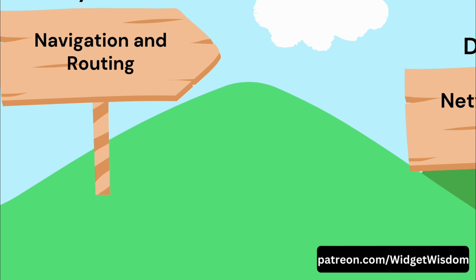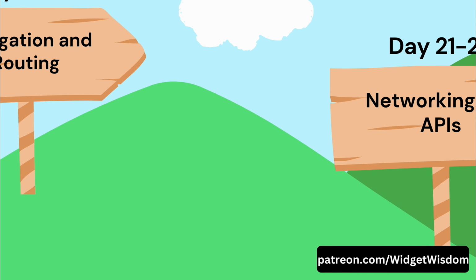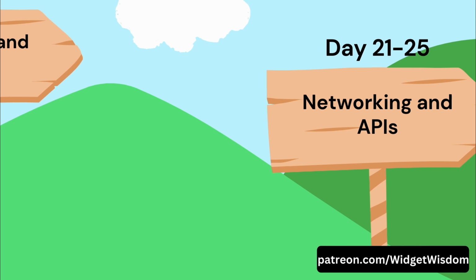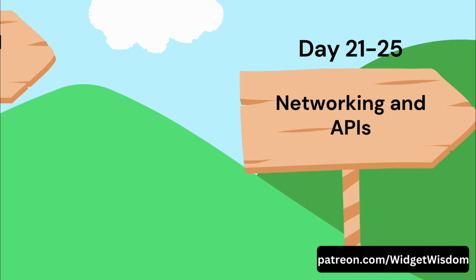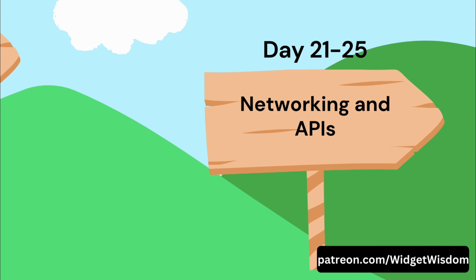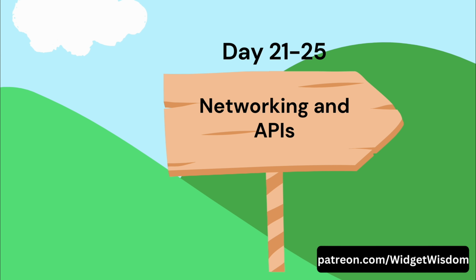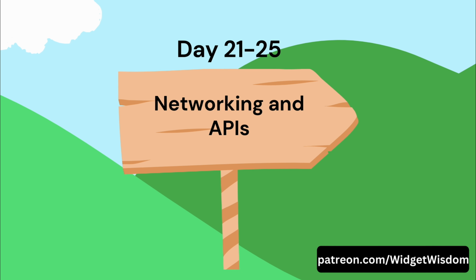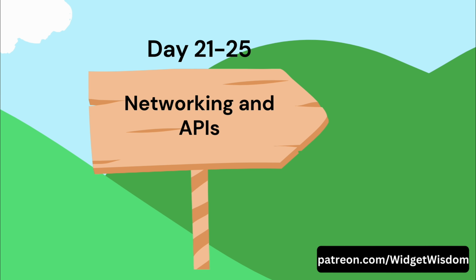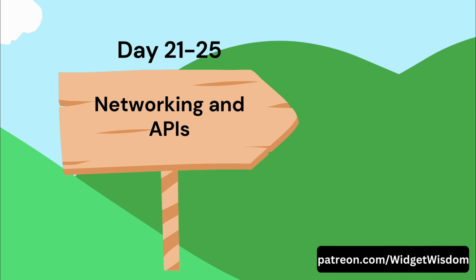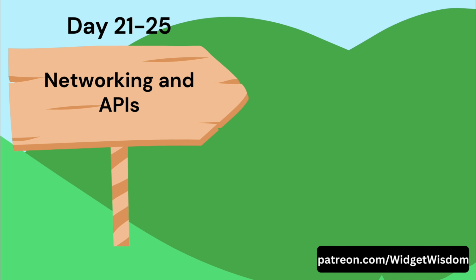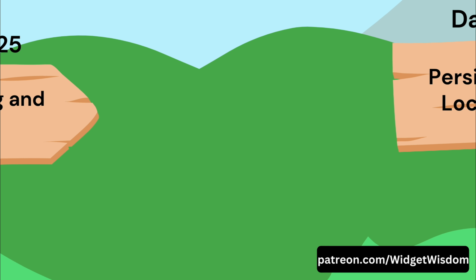Moving on, days 21 to 25, it's time to connect your Flutter app to the internet. Networking is a crucial aspect of most modern apps. Learn how to make API calls using packages like HTTP or Dio, handle JSON responses, and update your UI with dynamic data. By the end of this phase, you will be able to integrate external APIs into your app, allowing it to interact with web services.